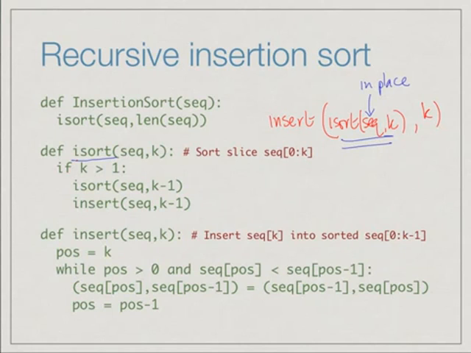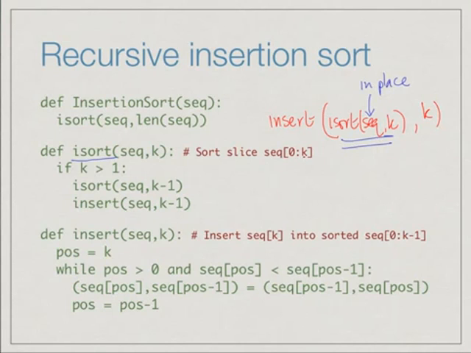So what does isort say? Isort checks if it's a base case. If k is 0 or k is 1, if I'm sorting up to the first position, or I'm not sorting anything at all, then I will just return the sequence. So this is telling me sort from 0 to k minus 1.